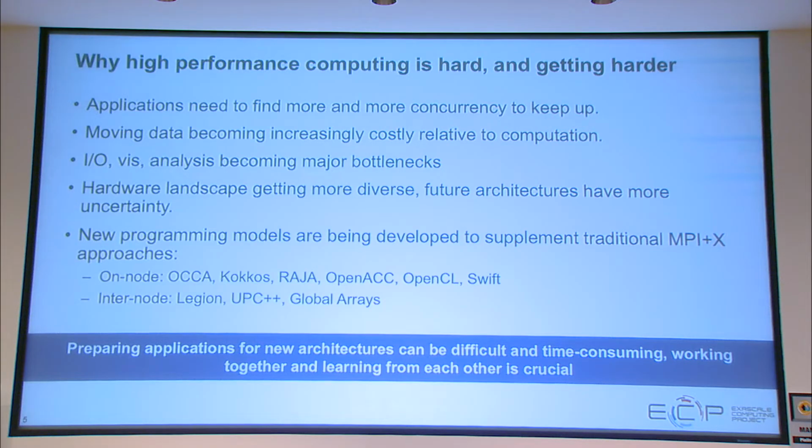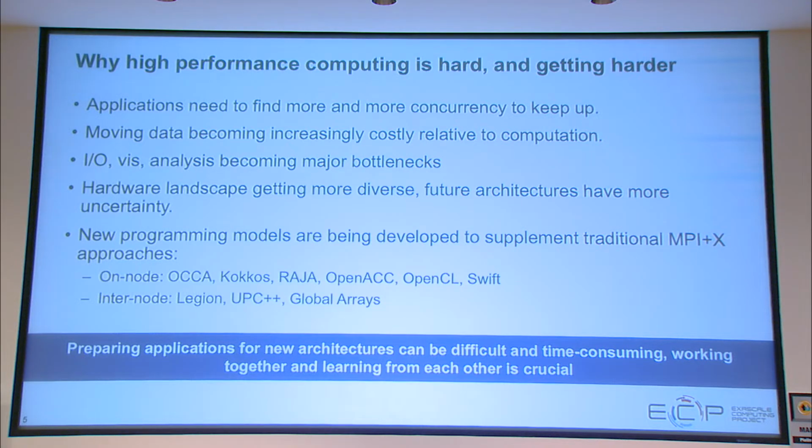Future architectures are much more uncertain than the architectures that we have today, and that's leading to just an explosion of interesting opportunities for computer scientists who are exploring lots of new programming models, different approaches that supplement the traditional MPI plus X, where X is OpenMP or CUDA or what have you. So there are a lot of different programming models now that the applications need to try and understand and explore and understand what's best for them. And that's both on node and then internode.